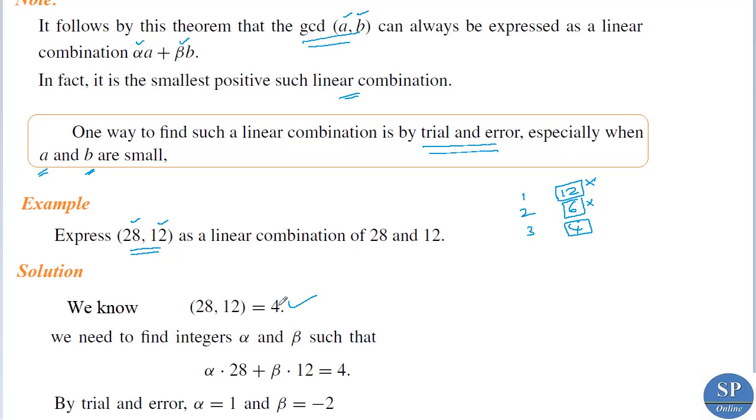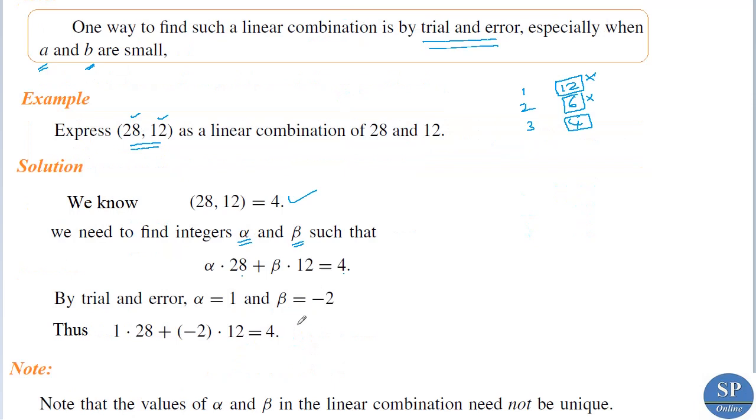Now we have to express this 4 as a linear combination of 28 and 12. That is, we have to find alpha and beta such that 4 equals alpha into 28 plus beta into 12. By trial and error, we can get alpha equal to 1 and beta equal to minus 2, because 1 into 28 is 28, plus minus 2 into 12, that is minus 24, is nothing but 4. So we can express 4, the GCD of 28 and 12, as a linear combination of 28 and 12.